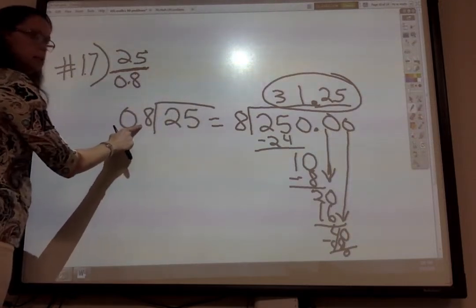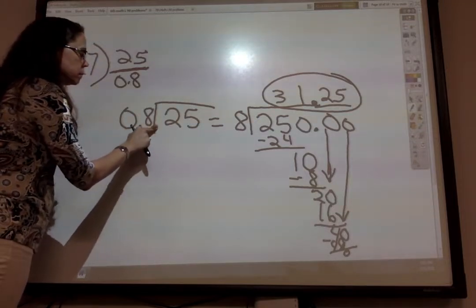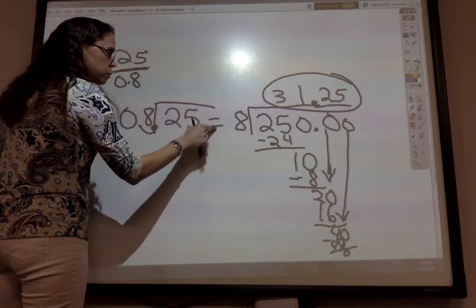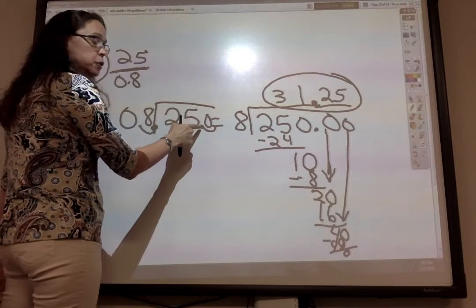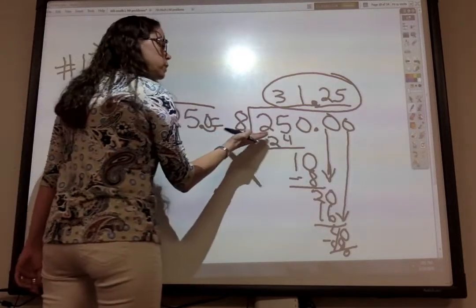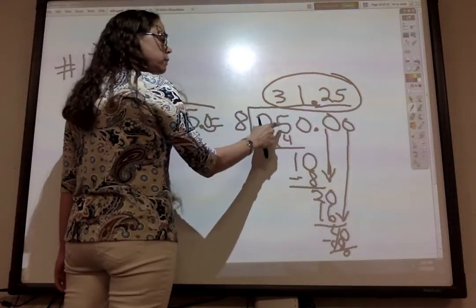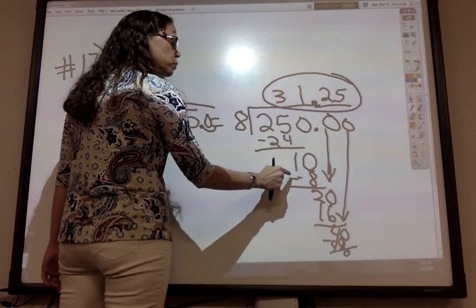Okay, I've got a decimal in my divisor, so I need to bump it to the right once to make it a whole number. That means the decimal here has to get bumped once. There's no decimal, so I put 1. I also put a 0 so I can move it. So now my new division problem is 250 divided by 8. 8 goes into 25 3 times. 8 times 3 is 24. 25 minus 24 is 1.